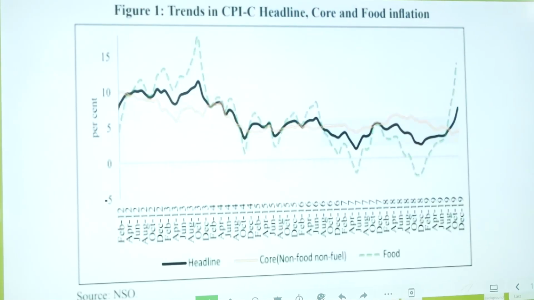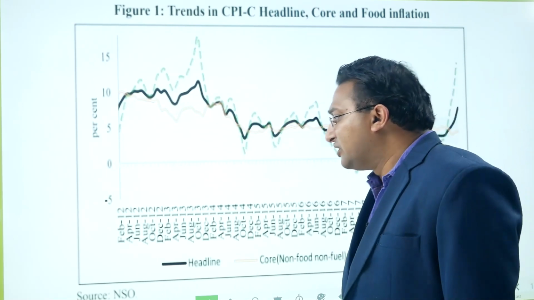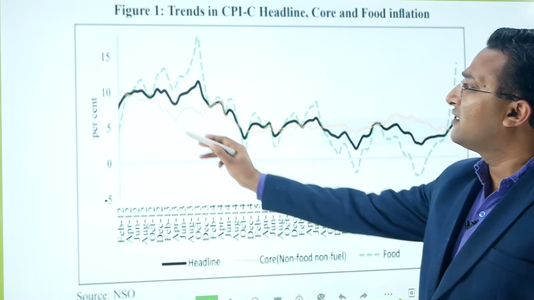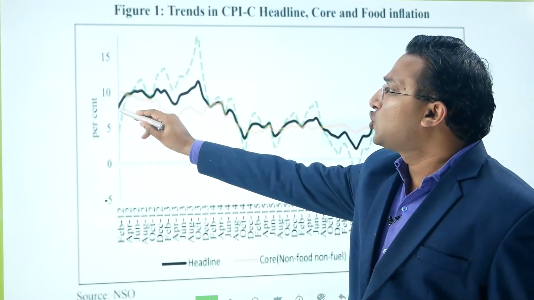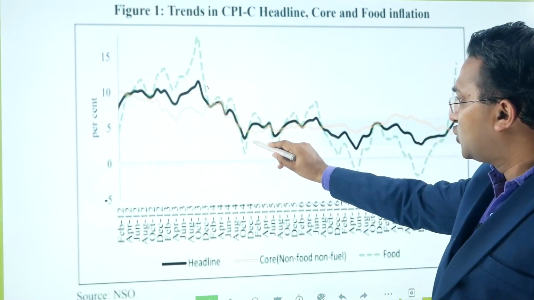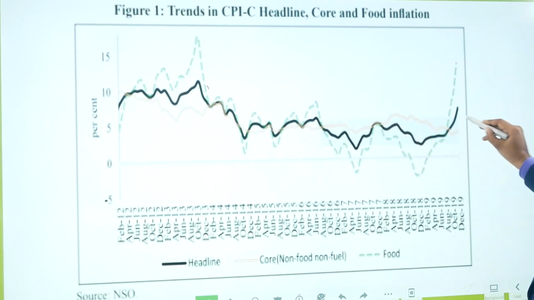Now let us see the trend in the economic survey, right? So the economic survey has indicated three kinds of inflation. One is headline inflation, which is indicated in the black line. So you can see the black line is indicating a certain kind of fluctuation, right? So you can see my hand and there are certain fluctuations.